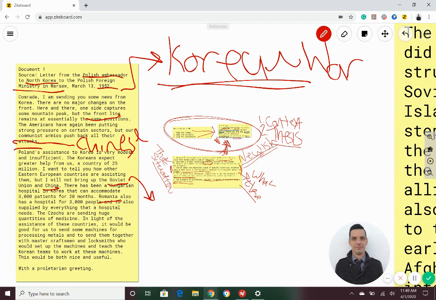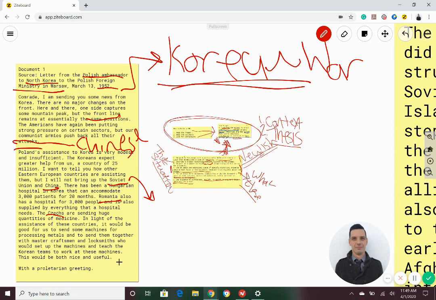Romania has included hospitals, and then supplies everything a hospital needs. Czechs are sending quantities of medicine. So some of the Eastern Bloc is sending medical supplies. And in light of this assistance of these countries, it would be good for us to send some machines for processing metals, to send together the master blacksmiths.